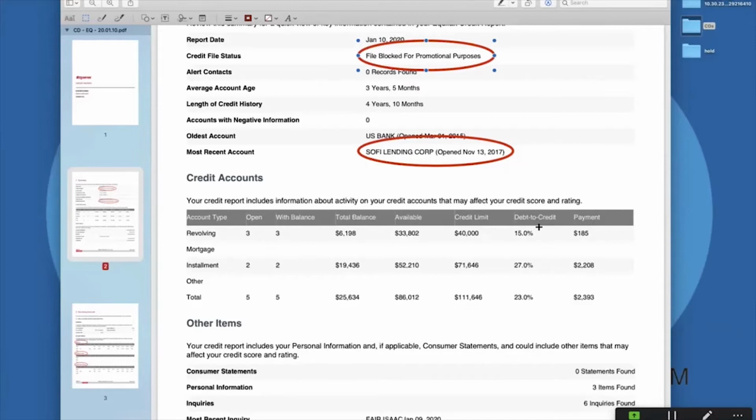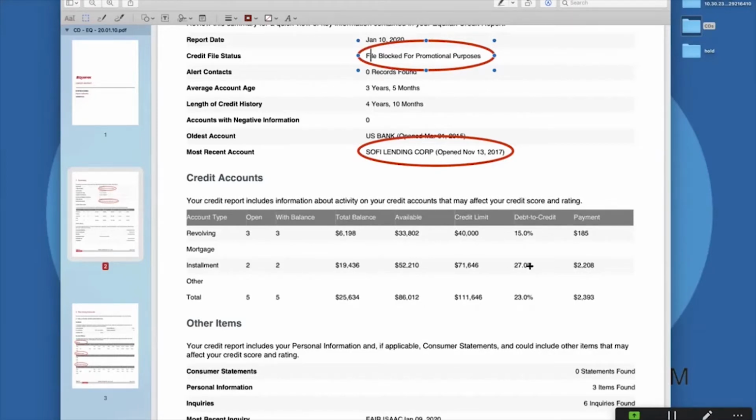Utilization is always in play, but utilization, debt to credit in this case, is also a function of your mortgage and/or installment. So this borrower does not have a mortgage account, but the installment loans show the total balance and the total available, which is the difference between the balance and the original borrowing amount. So it's not available, it's just what's been paid down already. But notice, debt to credit, the utilization of these two installment accounts is 27%.